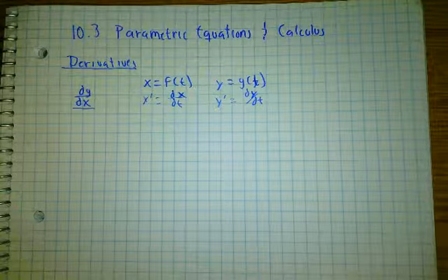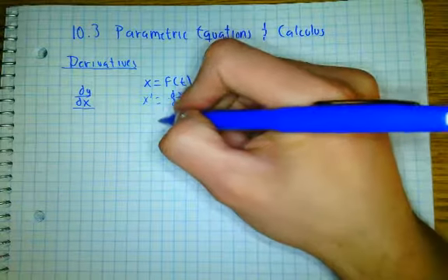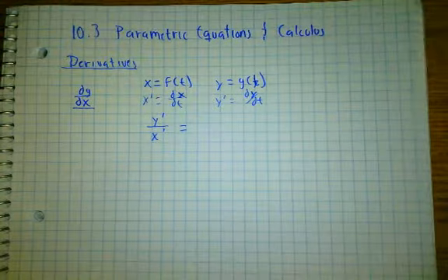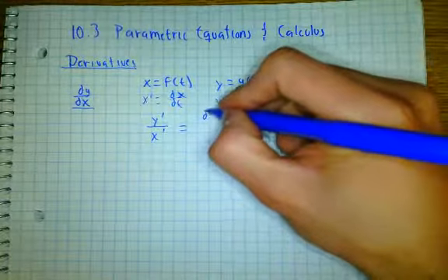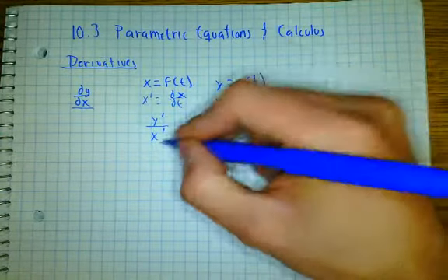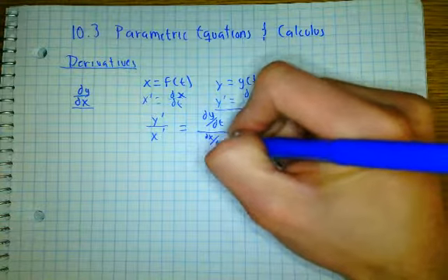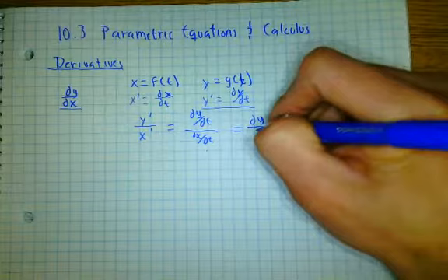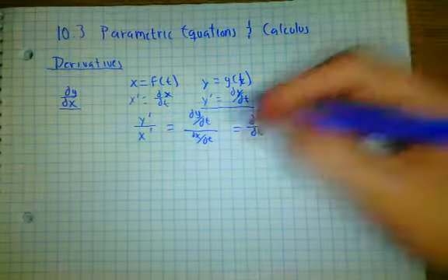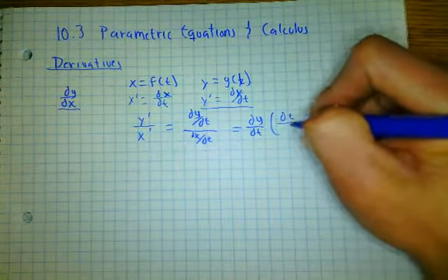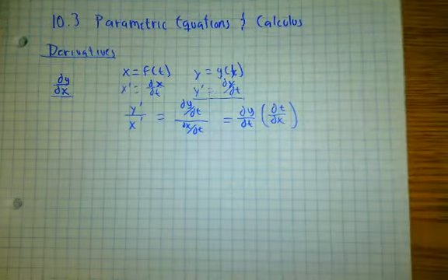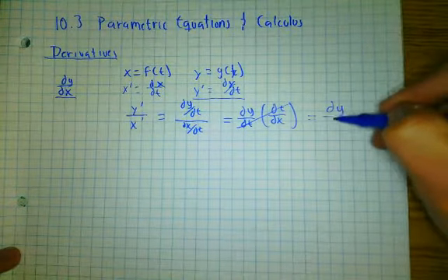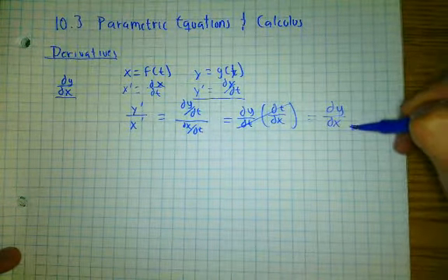So what if we do the following? What if we do y prime over this x prime and see what happens? So if we take this, y prime is dy over dt, and x prime is dx over dt. We have a fraction divided by a fraction. So we're going to keep the fraction on the top, switch to multiplication, and multiply by the reciprocal. And you should be very happy because look what happens here. The dt's go away, leaving you with dy over dx, which is what we want.